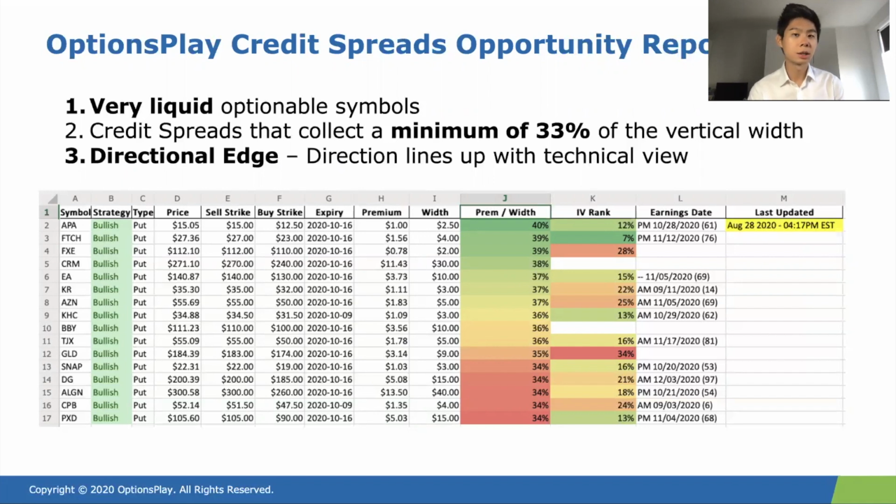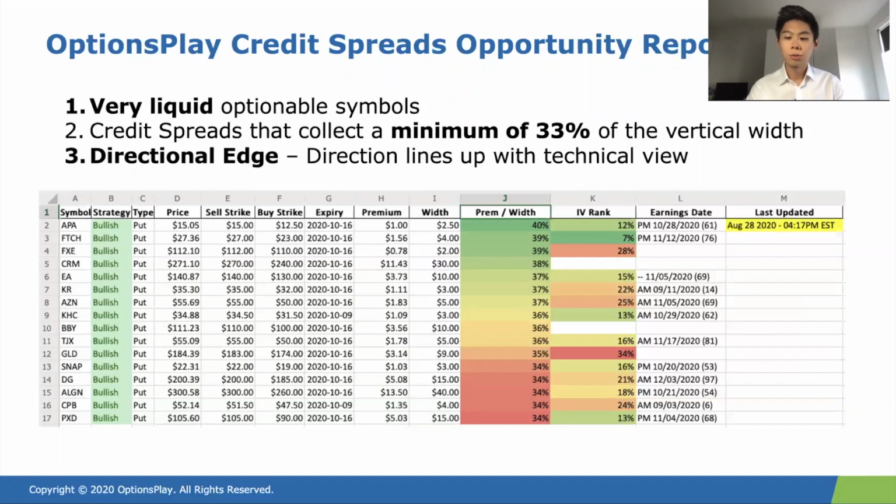And we're only selecting credit spreads where you can collect at least 1/3 of the vertical's width. This is all designed to reduce the risk of the overall trade and maximize the income that you actually receive. And lastly, every single credit spread on this report lines up with the directional view that we have using technical indicators. These are back-tested strategies from a technical perspective that provide not only a directional edge, but also a probability-based edge from the credit spread. And line that up with the fact that these are all very liquid, it means that you can easily execute these strategies in your trading account.